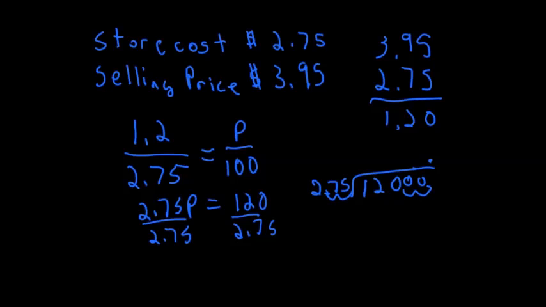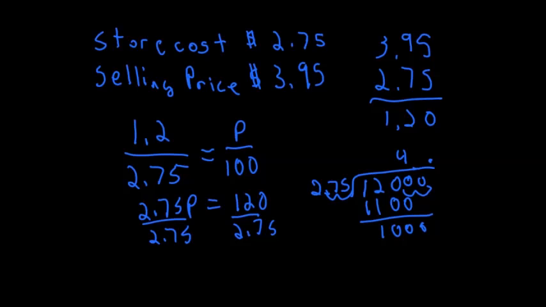So 275 goes into 1200 4 times. 4 times 5 is 20. Carry the 2. 4 times 7 is 28 plus 2 is 30. 4 times 2 is 8 plus 3 is 11. So I get 100, add another 0.